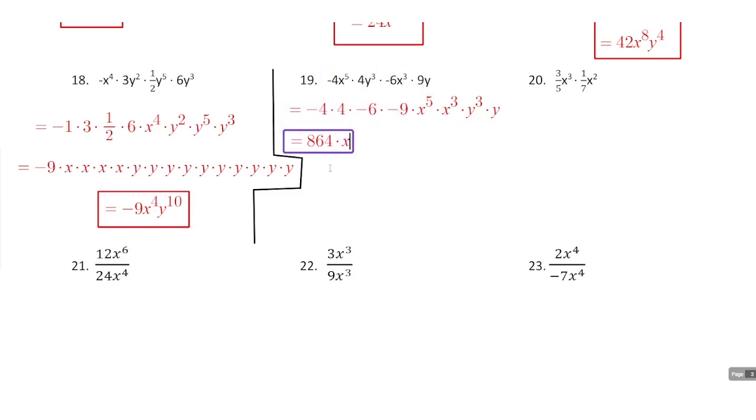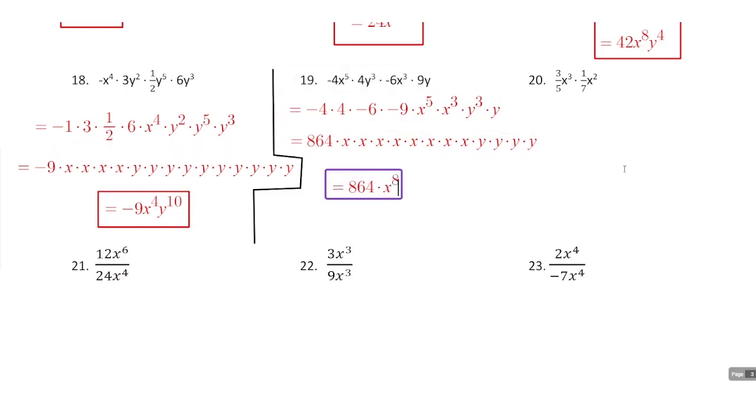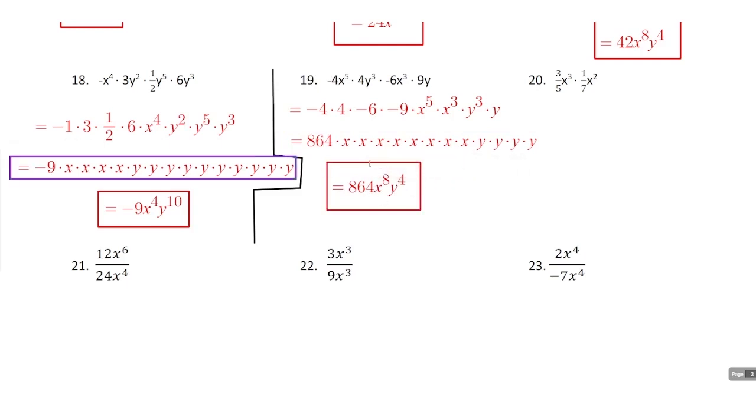We got 5 x's, 2, 3, 4, 5, and then 3 more, 1, 2, 3, and then 3 y's, 1, 2, 3, and then 1 more y. So our answer here will be negative 864 times 8 x's, and then 4 y's.